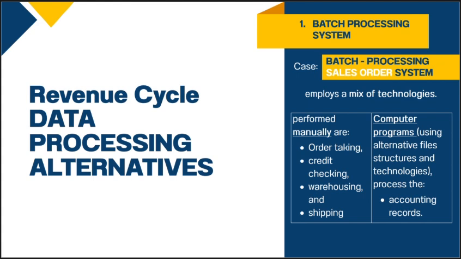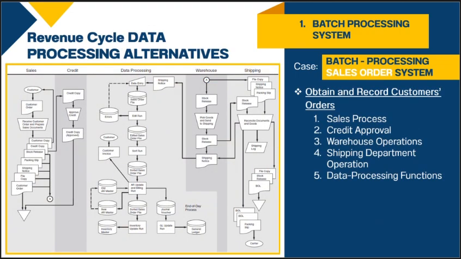Now let's take a first look into the case of batch processing sales order system. This system employs a mix of technologies. The order taking, credit checking, warehousing, and shipping are performed manually, while the accounting records are processed by computer programs using alternative files, structures, and technologies. Now the following discussions will outline the key features of the system. The revenue cycle under the batch processing sales order system has 5 main steps in obtaining and recording customer orders. First is sales process, then credit approval, third is warehouse operation, fourth, shipping department operation, and the data processing functions.